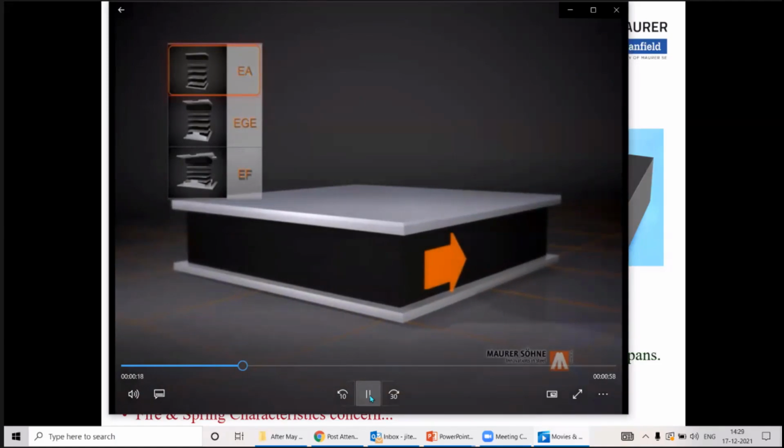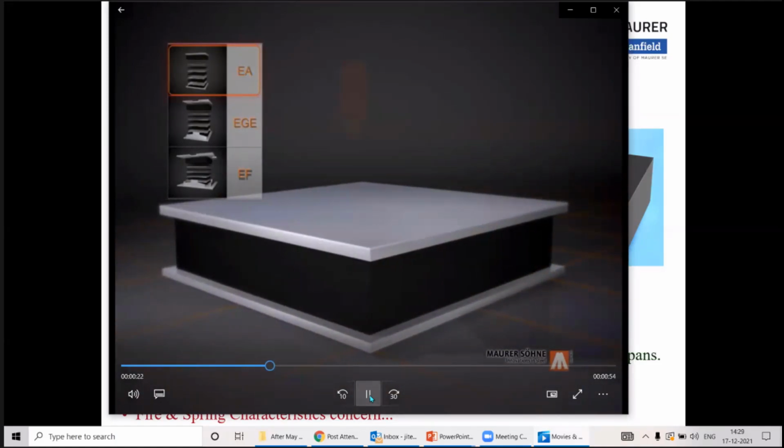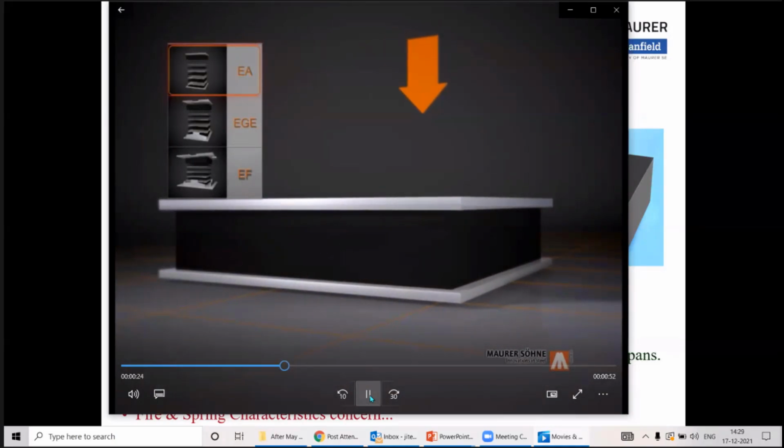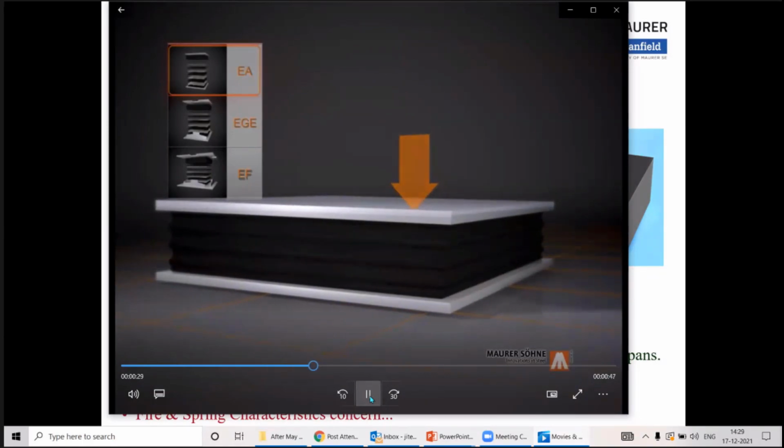So this one was a standard elastomeric bearing which takes care of free movement and rotation in all directions. This is how the bearing takes the rotation by eccentric compression.